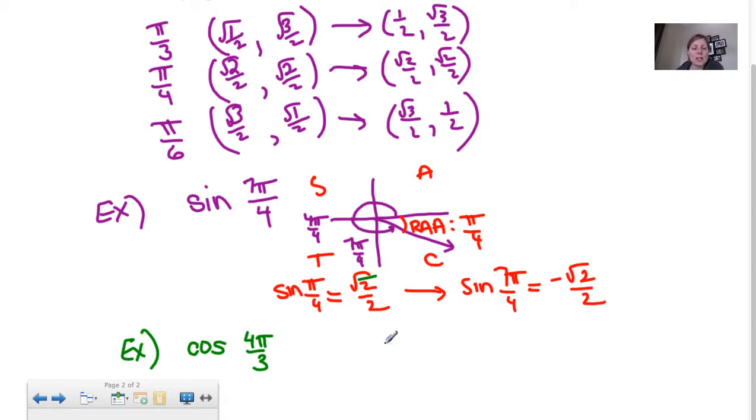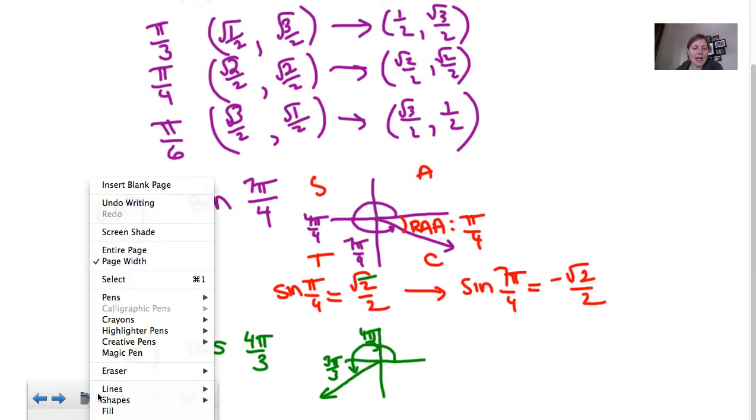Let's say we're talking about the cosine of 4 pi on 3. So I have to first determine where 4 pi on 3 is. So halfway around my unit circle is going to take me to 3 pi on 3, and then I'm going to go 1 more pi on 3 past that. So I'm going to go like this, and that's going to be 4 pi on 3.